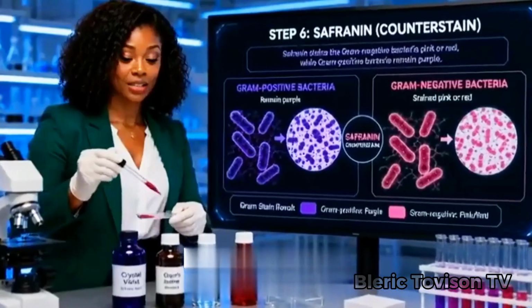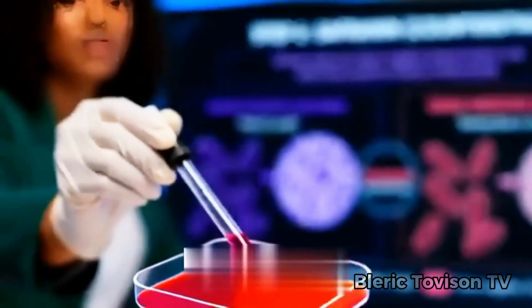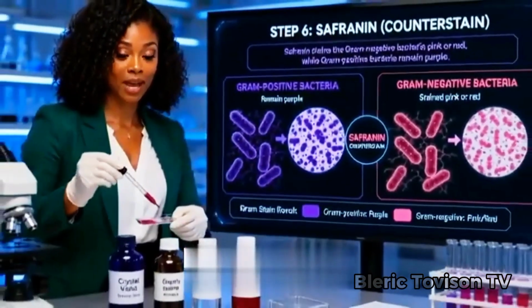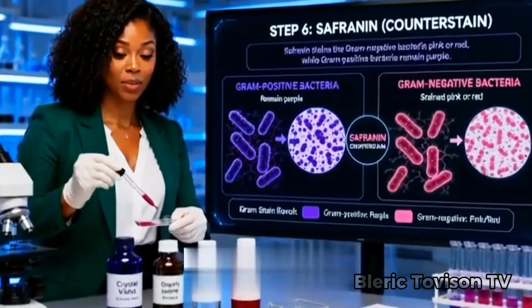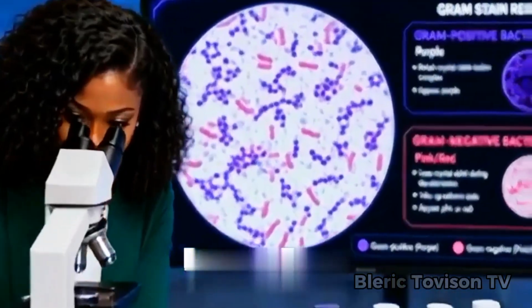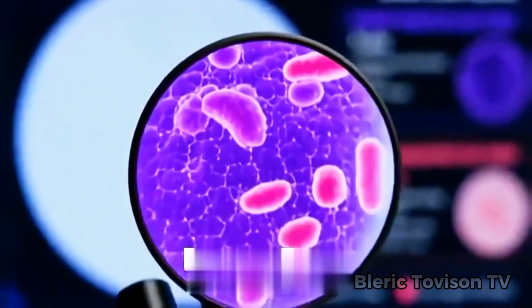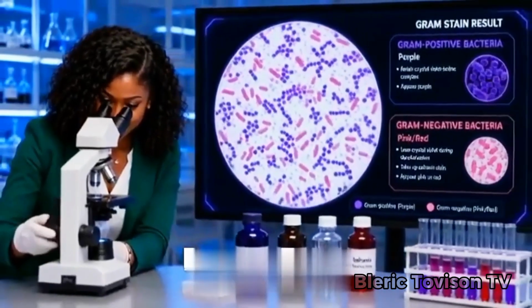Safranin is now applied as the counterstain and left for 30 seconds before rinsing with water. The previously colorless gram-negative bacteria absorb the pink stain, while gram-positive bacteria remain purple. The stained slide is examined using the oil immersion lens of a microscope. Purple bacteria are identified as gram-positive, while pink bacteria are gram-negative.